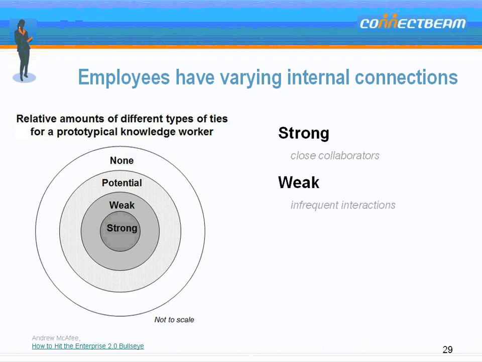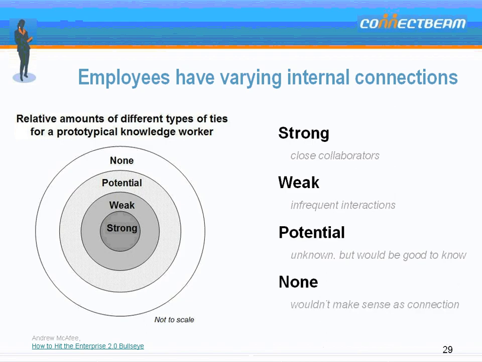Weak. These are people you know. You're aware of some of the things they work on, of their expertise or the areas they work in, but you have pretty infrequent interactions with them, so you're not always on top of what they're up to. Potential. These are people in an organization that are unknown to you, but would be good to know. They're working on things that are similar to yours or that could be helpful to you, but right now it can be a challenge to figure out who those people are.